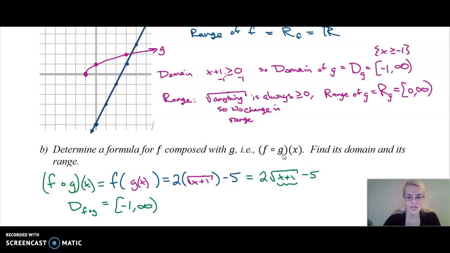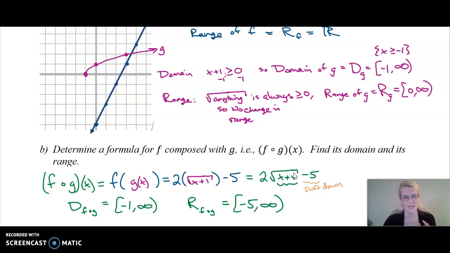What we can see right here with this -5, that's a shift down, right? Technically, this is our square root function that has been shifted to the left 1 by having this +1. It has then taken this shape and stretched it vertically up by this coefficient of 2, and then it's taken that stretched version and shifted it down 5 units. So our range of f composed with g is going to be from -5 up to infinity.